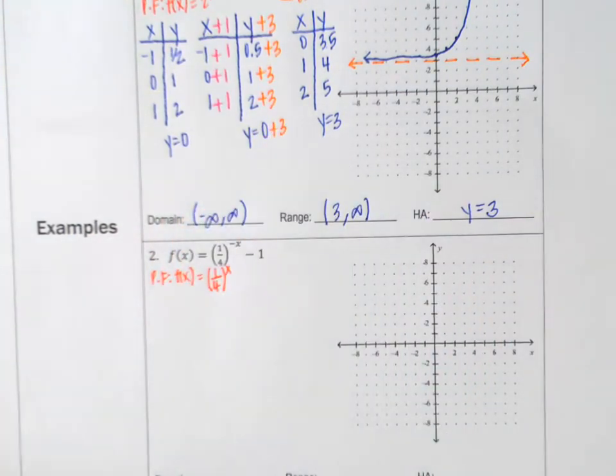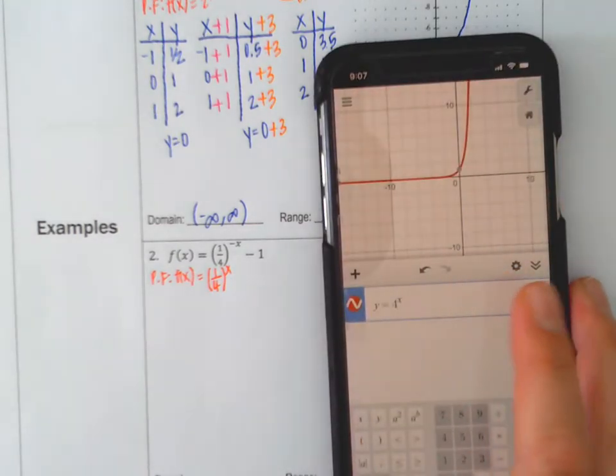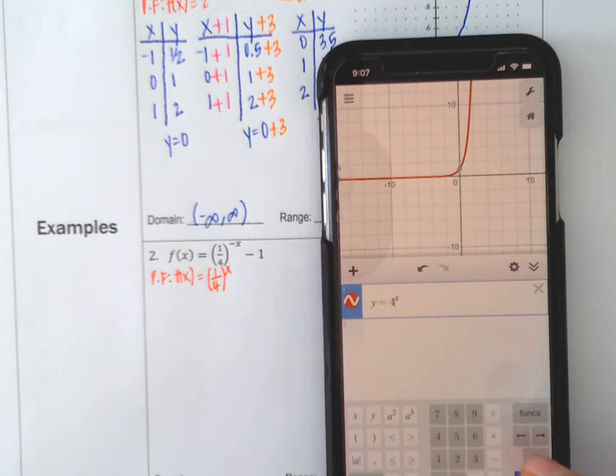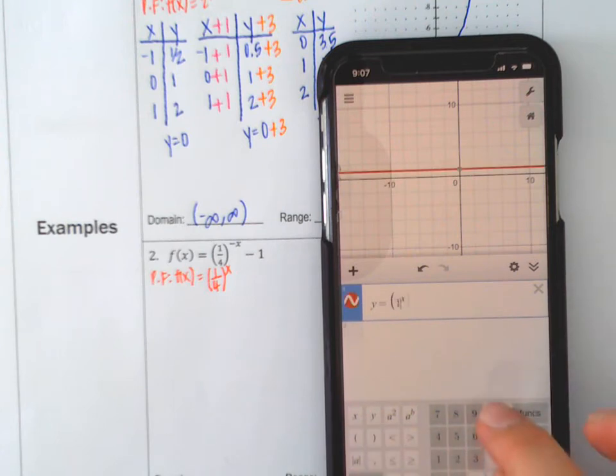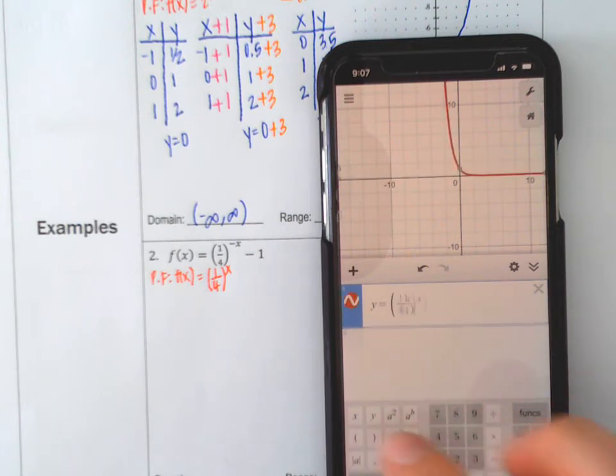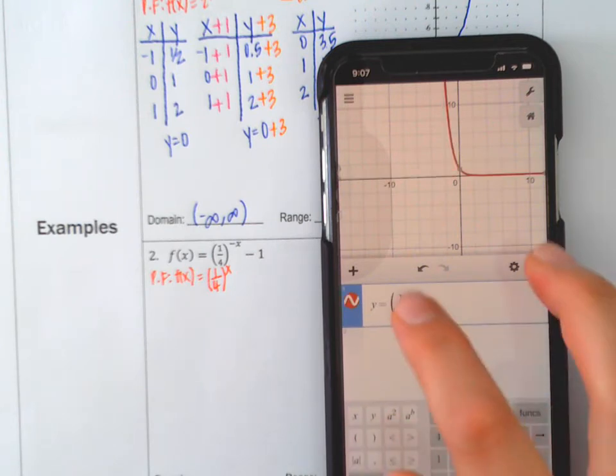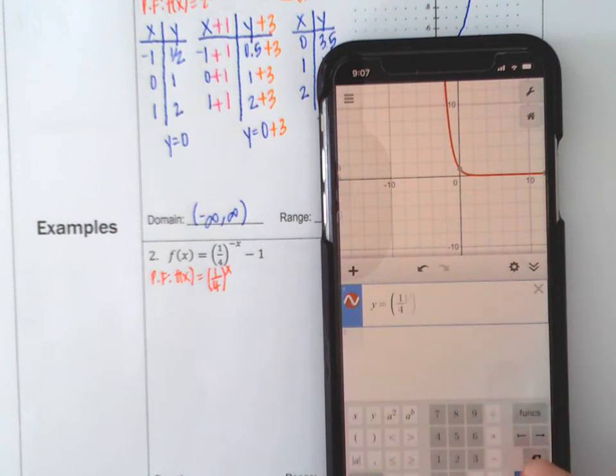Now I actually want to graph that for you guys. I want to show you how a fraction base changes the graph. So that's like before when we were looking at 4 to the x. Now if I have 1 divided by 4, let's do this. Raise it to the x power.